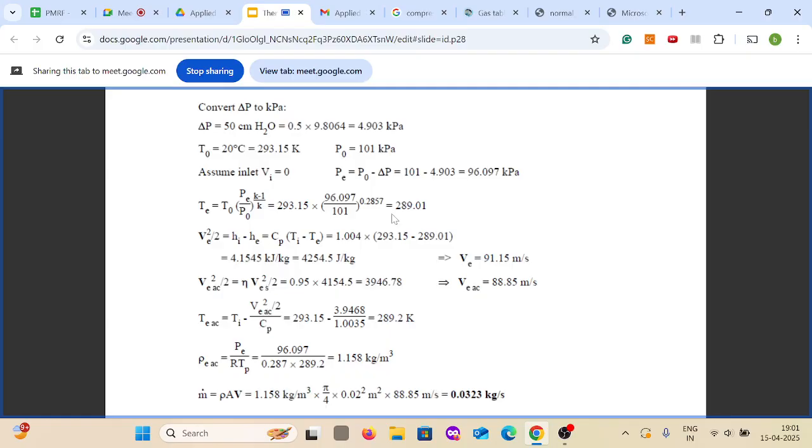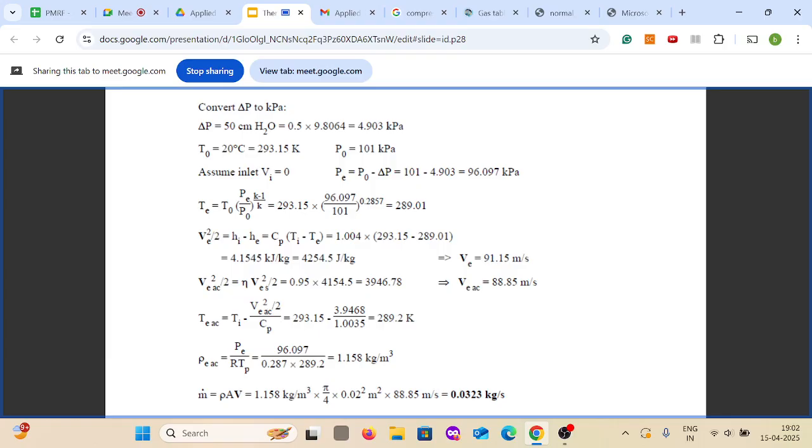So first we'll convert the pressure drop from water column to kilopascal. Delta P is given as 50 centimeter of water column. So 50 into 9.8064. It's rho g h, density into g into height of the column. So it gives you delta P as 4.903 kilopascal, and since we know T0 is 20 degrees Celsius, in terms of Kelvin it's 293.15 Kelvin, and P0 is 101 kilopascal.